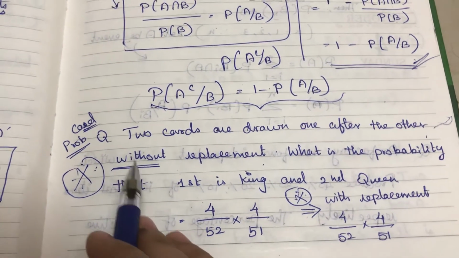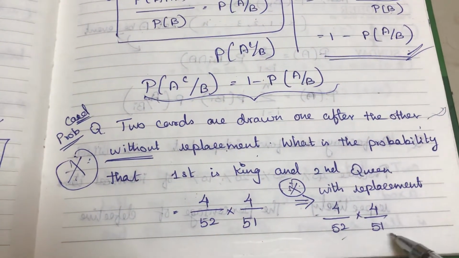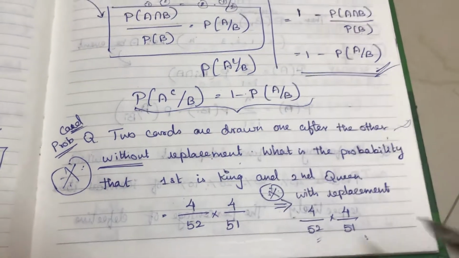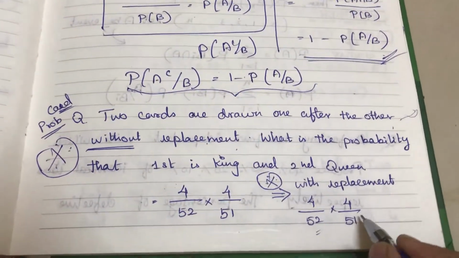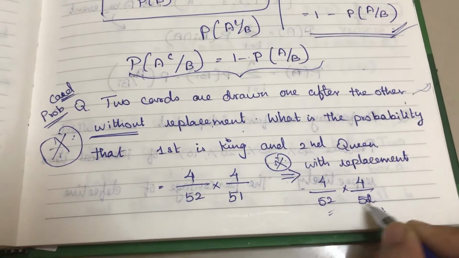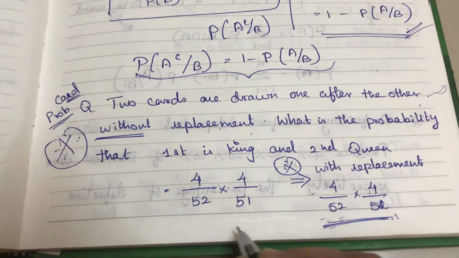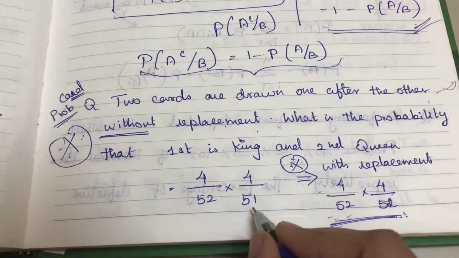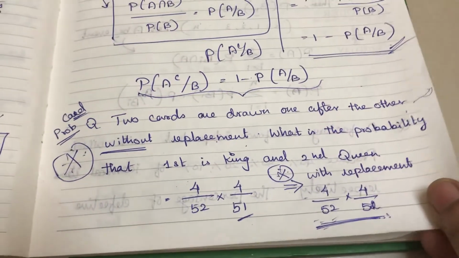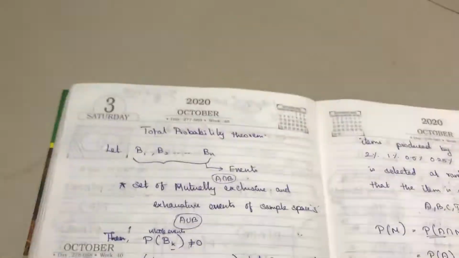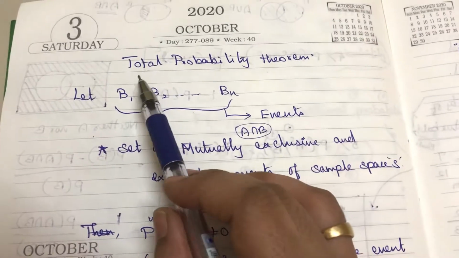If they said with replacement, then the denominator will be 52, 52. If they said without replacement, then 51. That's the difference here. This is somewhat an important sum.